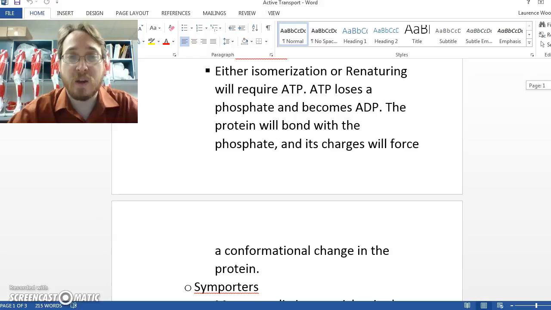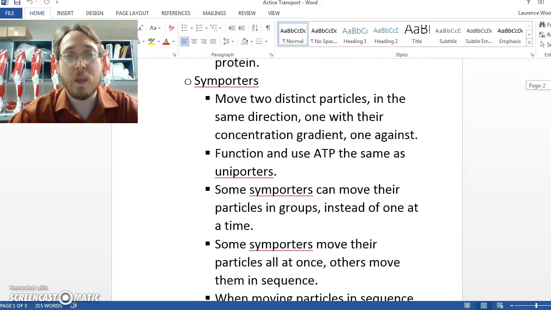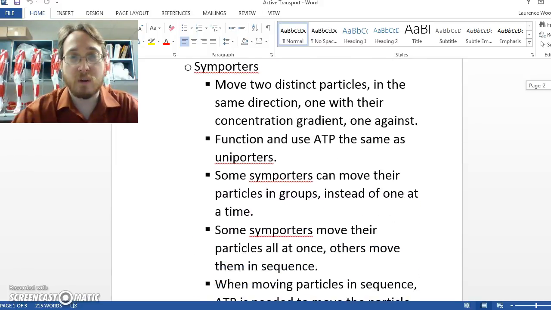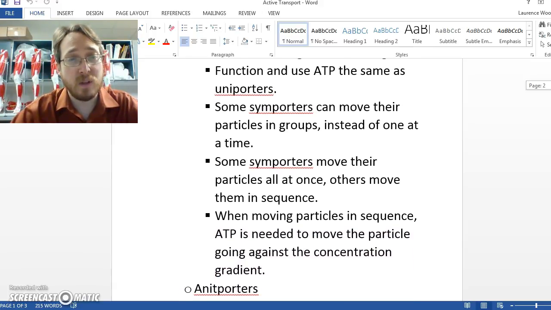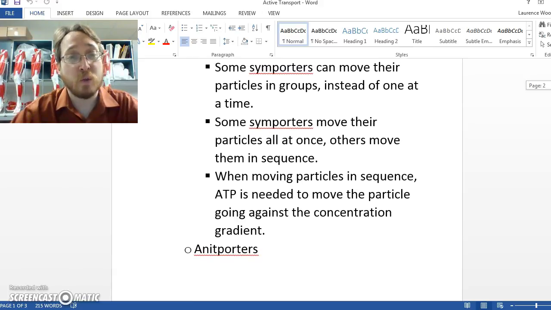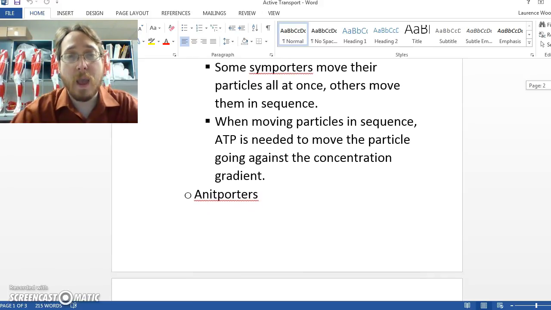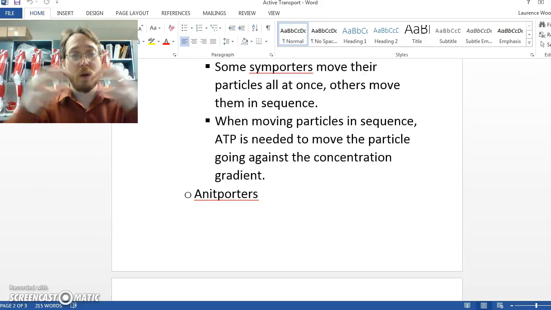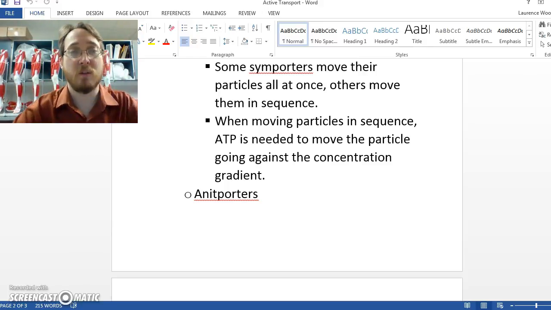ATP will lose its phosphate and become ADP. The protein will bond to the phosphate, and its charges will force a conformational change in the protein. Symporters move two distinct particles in the same direction, one with the concentration gradient and one against it. They function and use ATP the same as uniporters, and some symporters can move their particles in groups instead of one at a time. And some move their particles all at once, and others move their two different particles in sequence. And when they are moving in sequence, ATP is needed to move the particles that are going against the concentration gradient.